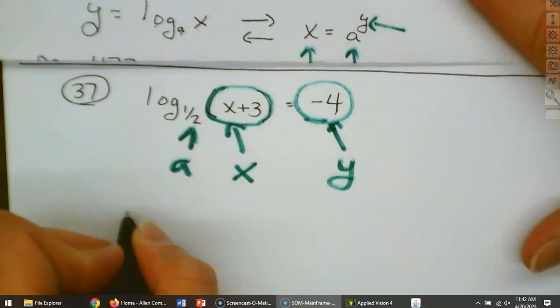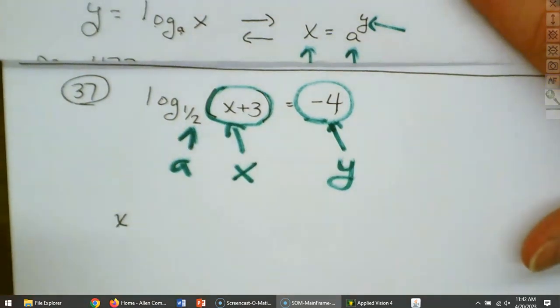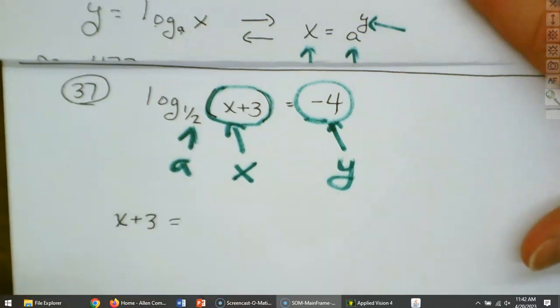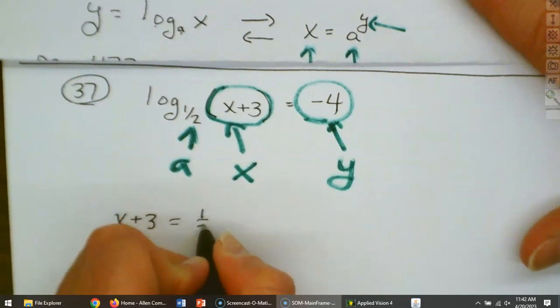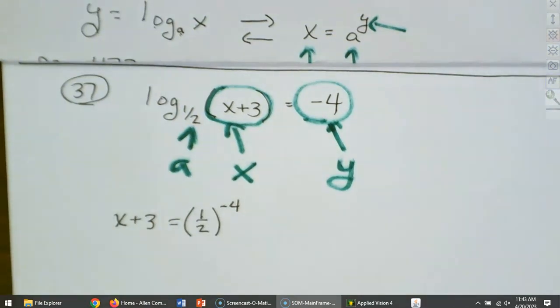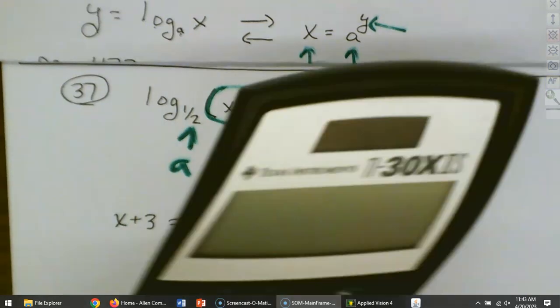So what does that convert into? Well, that converts into x plus 3. That's your x there. Comes down here. Equals a, which is 1/2 to the -4th power. Now we just work it out. You can use a calculator if you want, or you can work it out with your rules. I'll do both. I'll show you how to use a calculator to work this out, as well as how to use the rules.